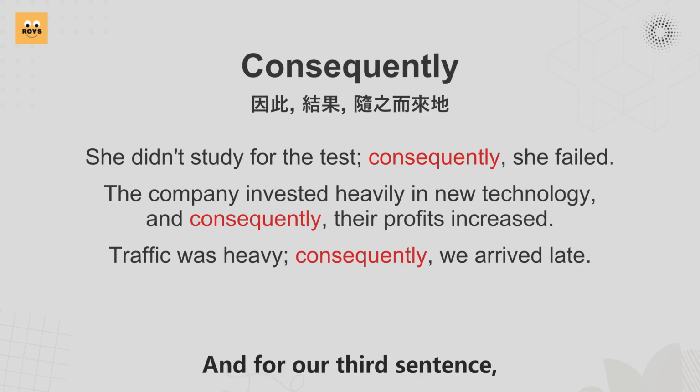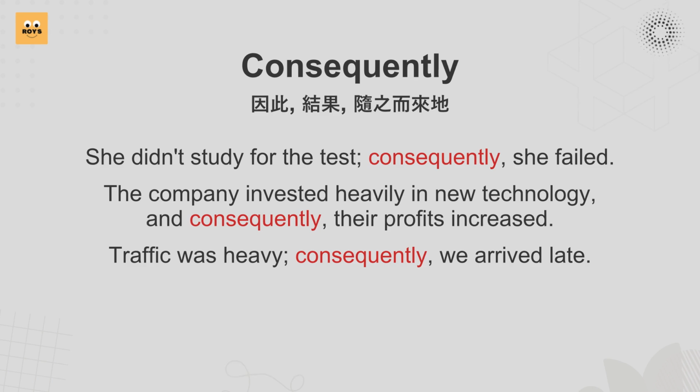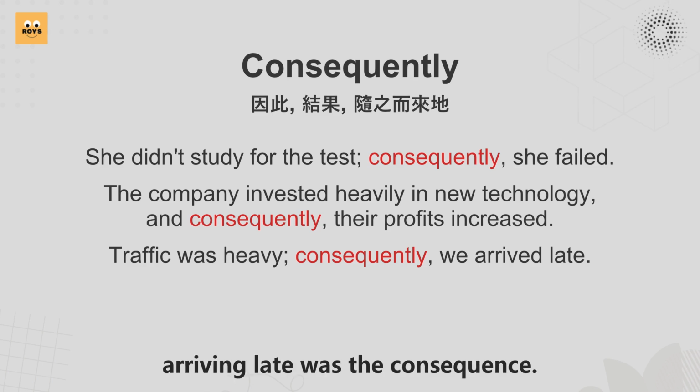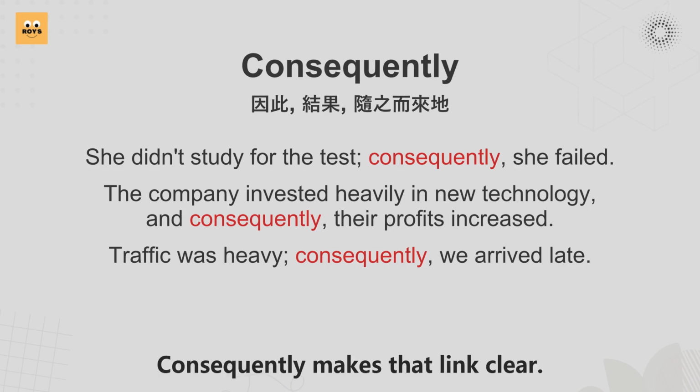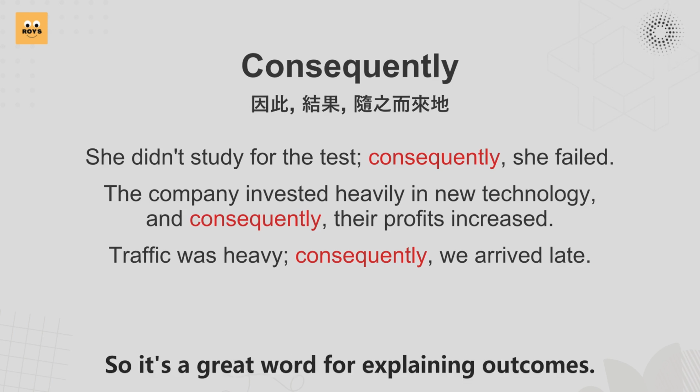And for our third sentence, traffic was heavy. Consequently, we arrived late. This is a common situation we all experience, isn't it? Absolutely. The heavy traffic was the cause, and arriving late was the consequence. Consequently makes that link clear. So it's a great word for explaining outcomes.